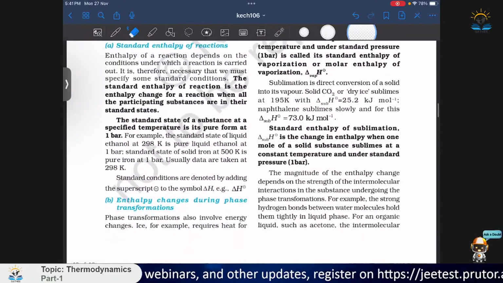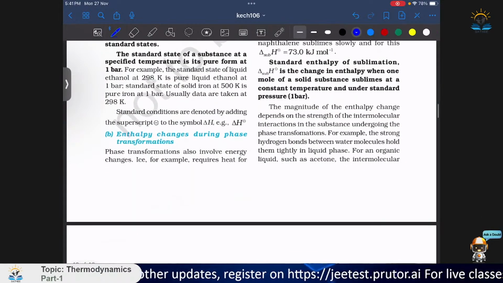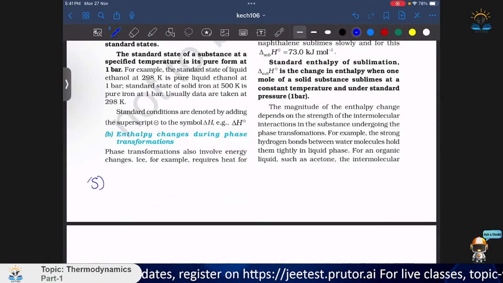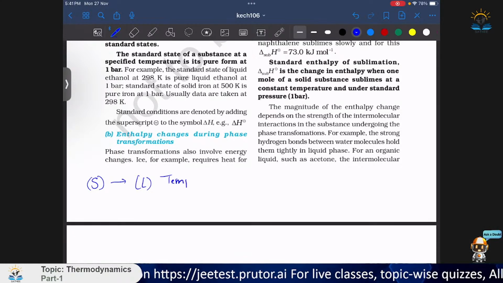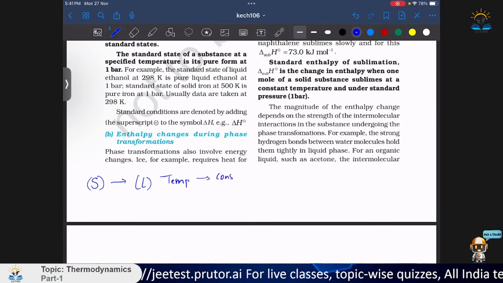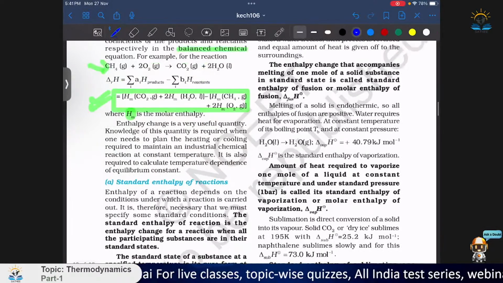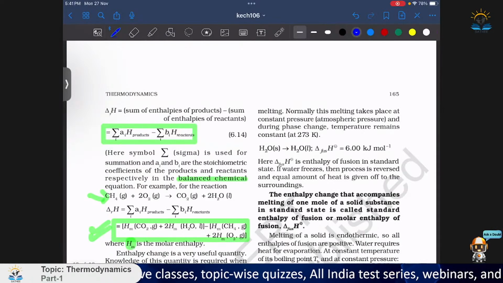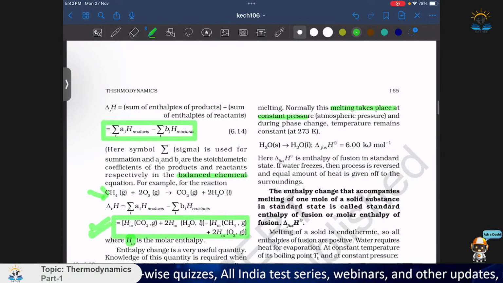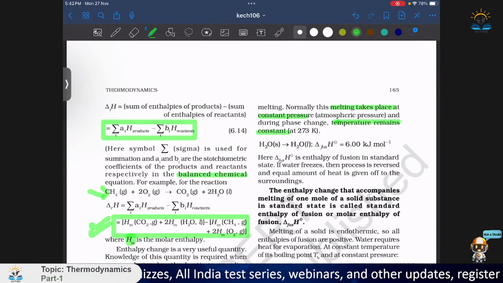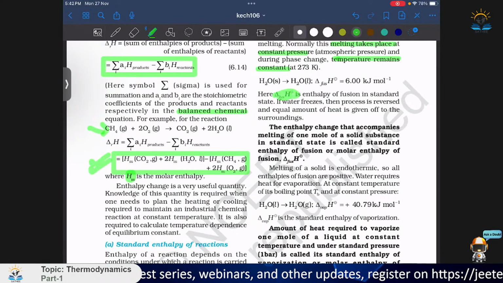Next, enthalpy changes during phase transformation. What do you understand from phase transformation? It is like a solid getting changed to liquid. At a phase transformation, the temperature remains constant, but heat is involved. So, for example, ice to water, the melting takes place at constant pressure. Temperature remains constant.